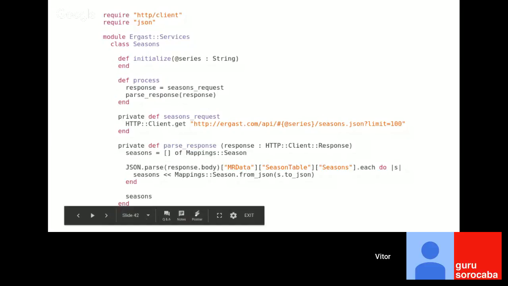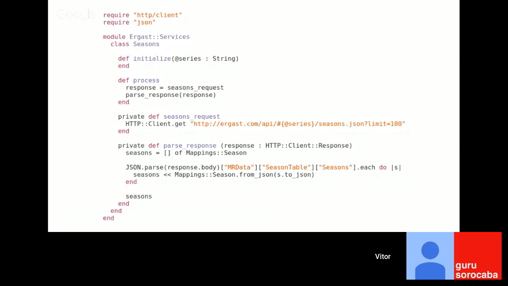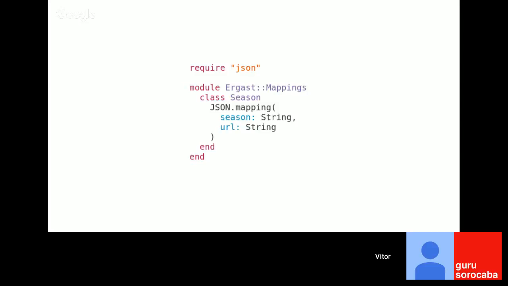That is this one. Here you are basically creating these objects based on the data that we got from the server. These things here are the keys that I need to search for in the response body. So after that, I would basically just create an array of seasons. This mappings here is just a module that contains a class called Season. And this is the class called Season.